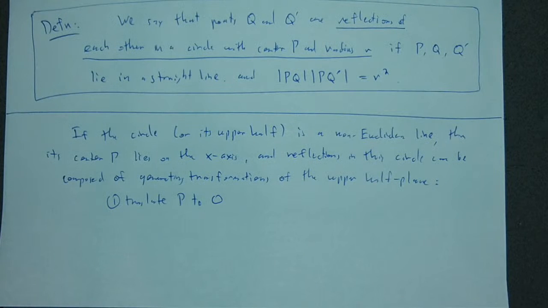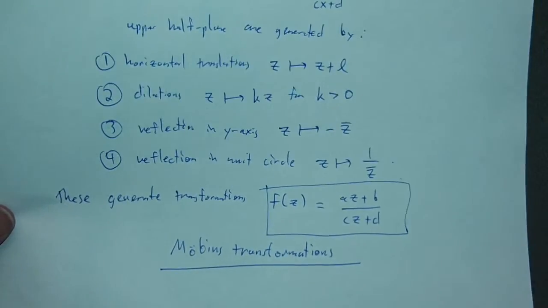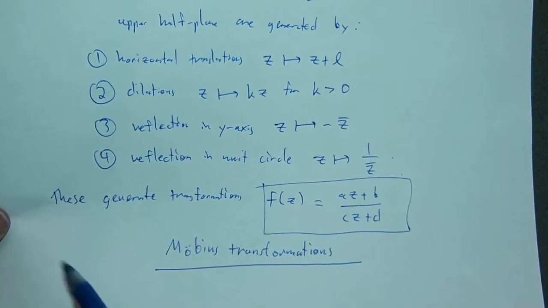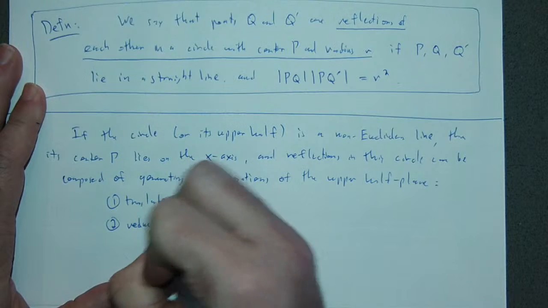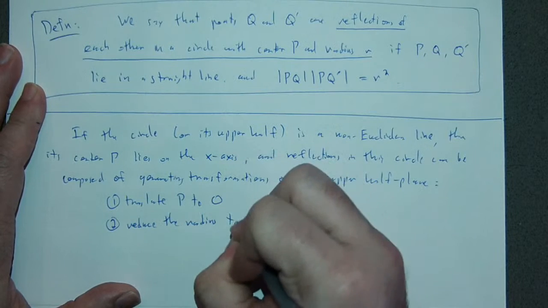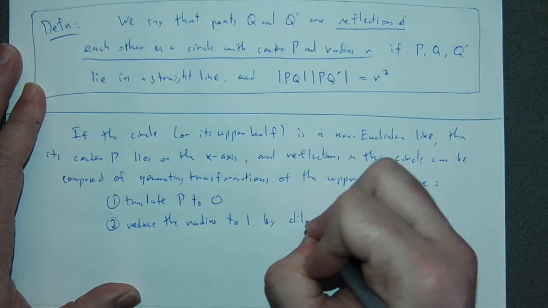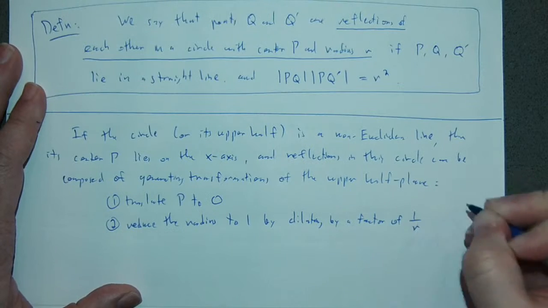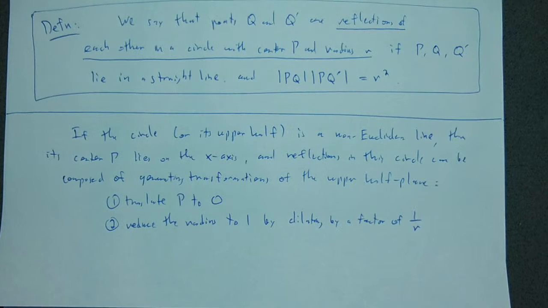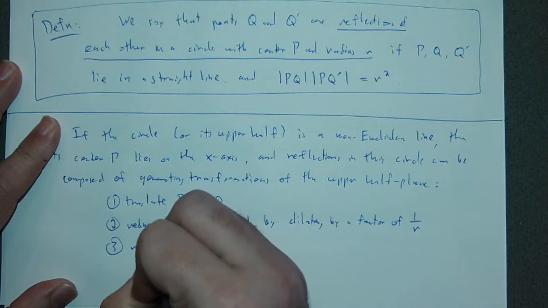Well, again, my generating transformations, I have dilations, and I can dilate that radius by a scale factor of 1 over r, which is definitely positive. Okay, so I can reduce the radius to 1 by dilating by a factor of 1 over r. Now I have a circle centered at the origin of radius 1. I have the unit circle. So now I can reflect in the unit circle.